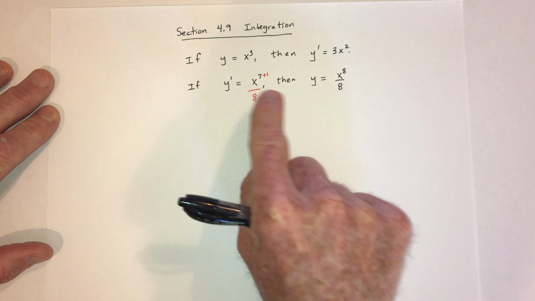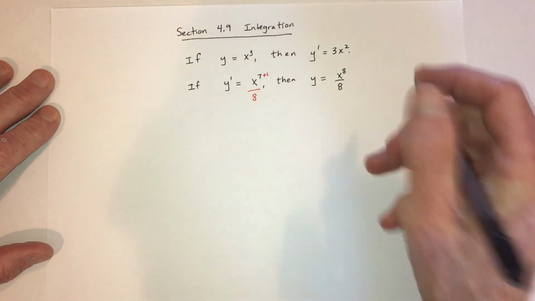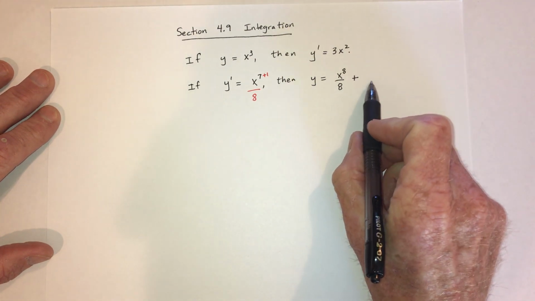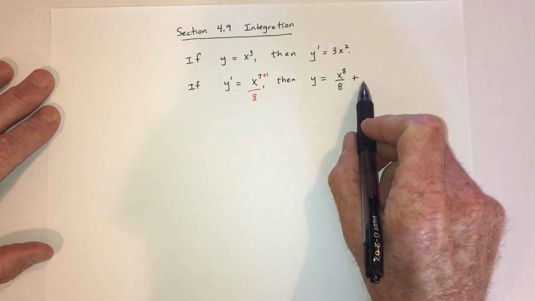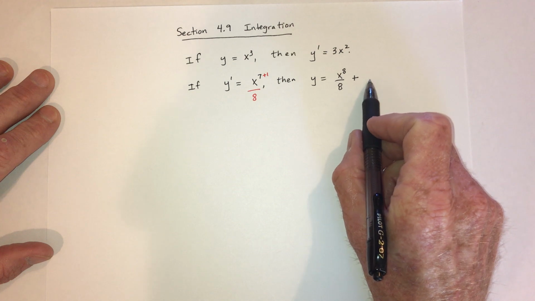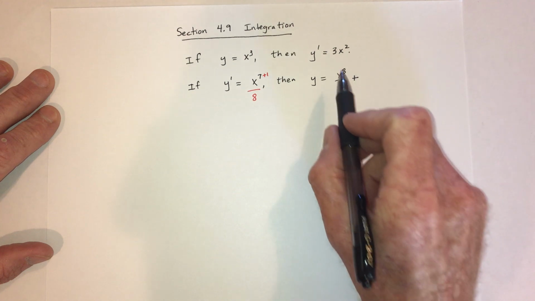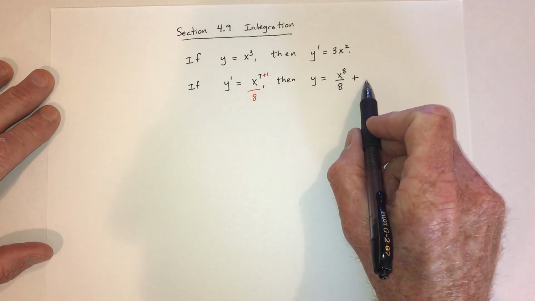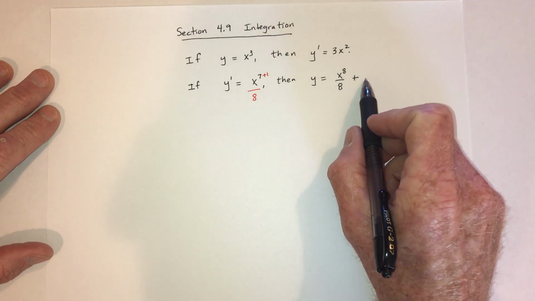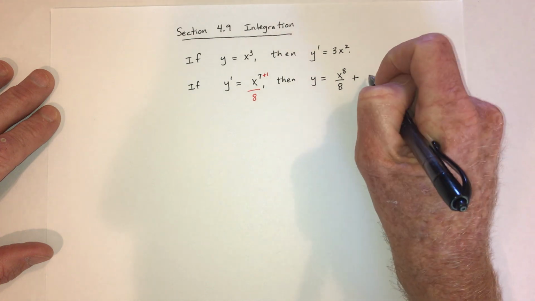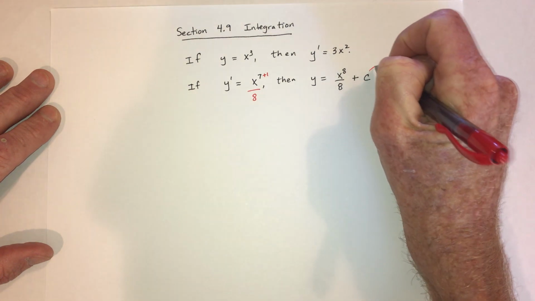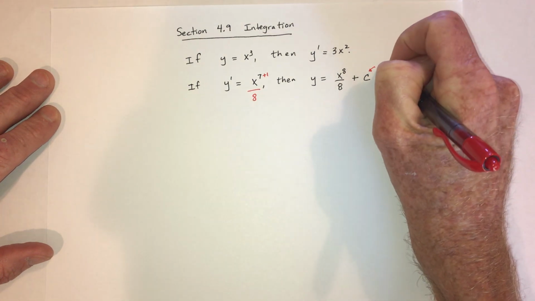Now, there's one other thing, because this could have had some constant sitting right here. So there might have been a 17 sitting right here. And when you take the derivative, this will still give you x to the 7th, and the derivative of 17 is 0. So this could be any constant. So we usually just call it plus c. And that's called the constant of integration.